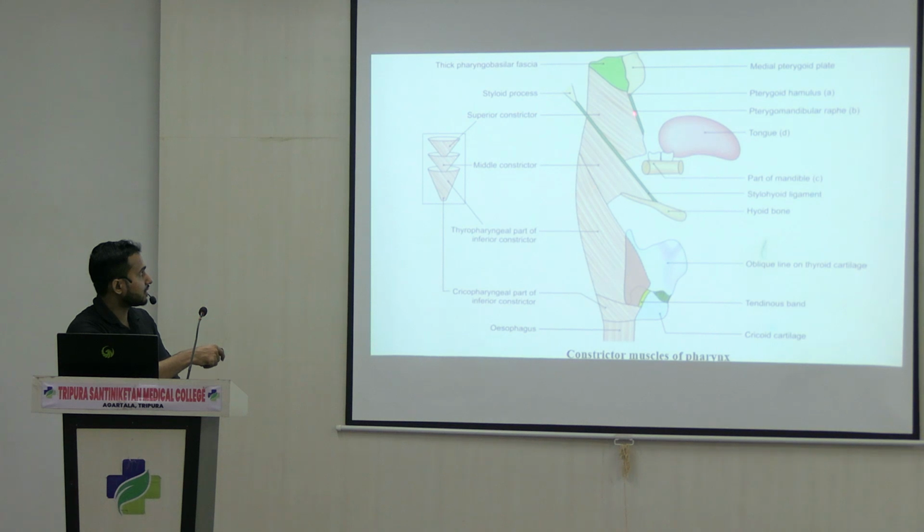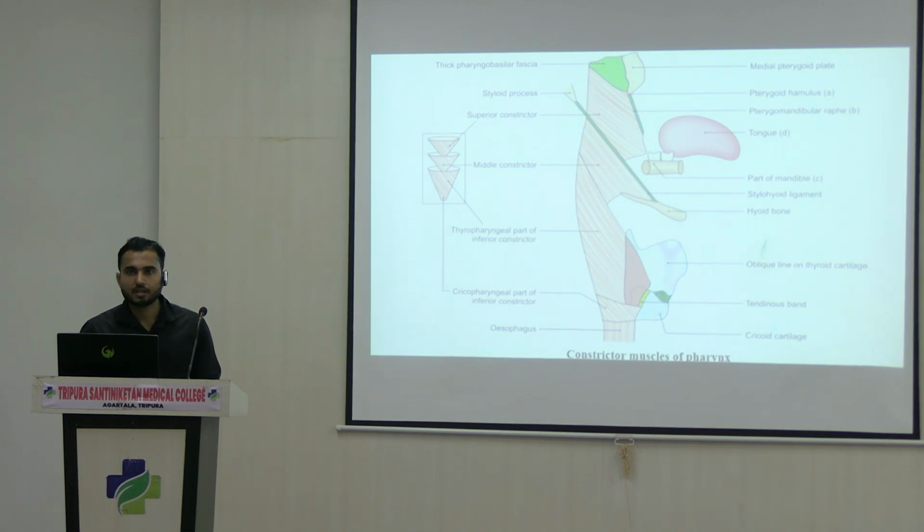Next you can see the origin from the pterygomandibular raphe, then from the mylohyoid line of the mandible, and some part from the tongue itself on the lateral aspect. So these are the origins of the superior constrictor muscle. Now what will be the insertion?